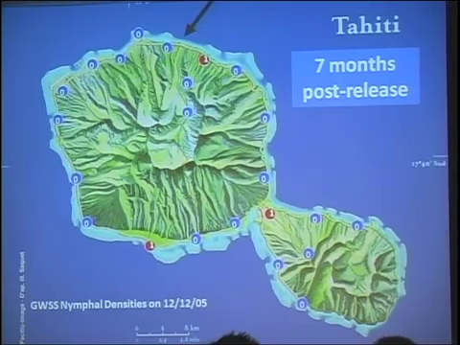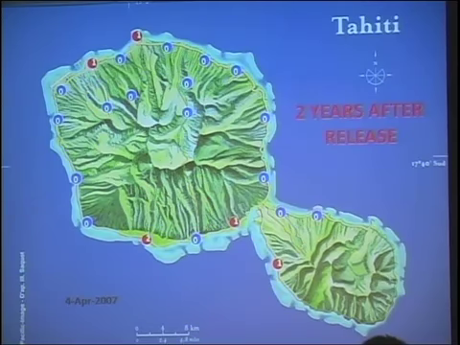Within 7 months, our research program that we developed here at UCR exported to Tahiti, because we created a problem down there for them, solved it. And 2 years later, it hasn't bounced back. This is going to be a permanent situation for glassy-winged sharpshooter in French Polynesia. Now, that insect will never come back to the densities that it once enjoyed.